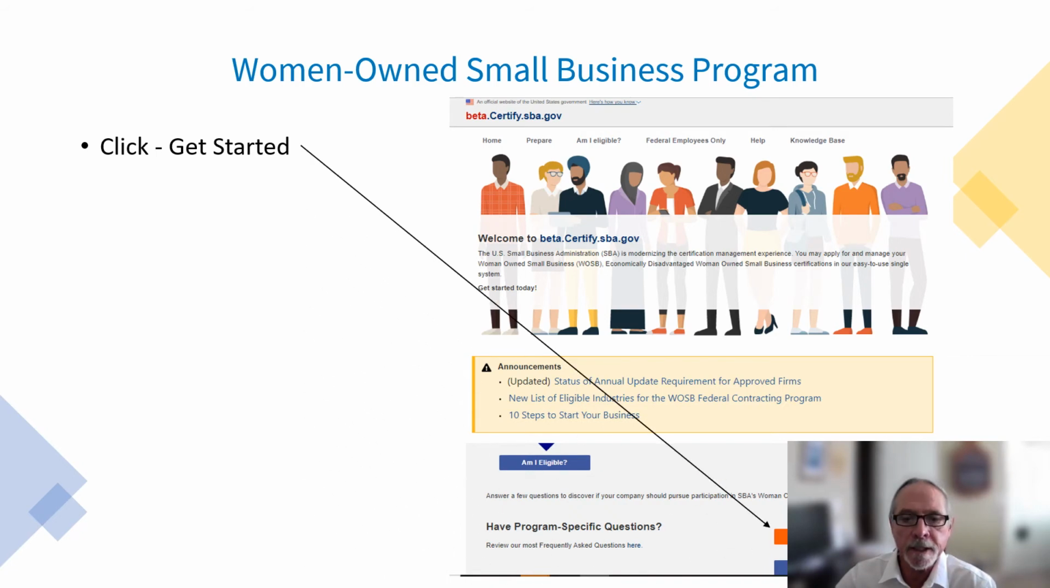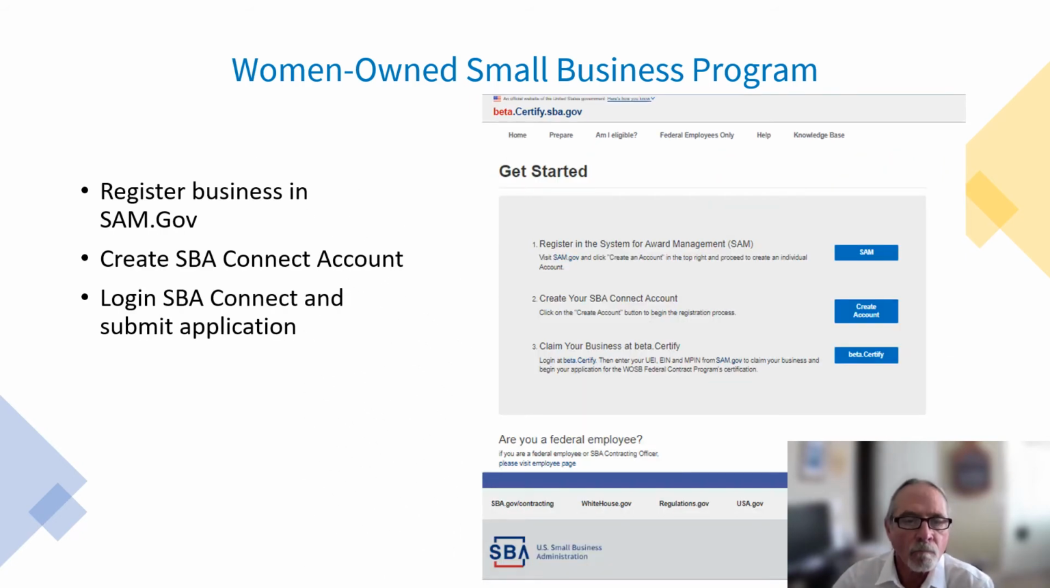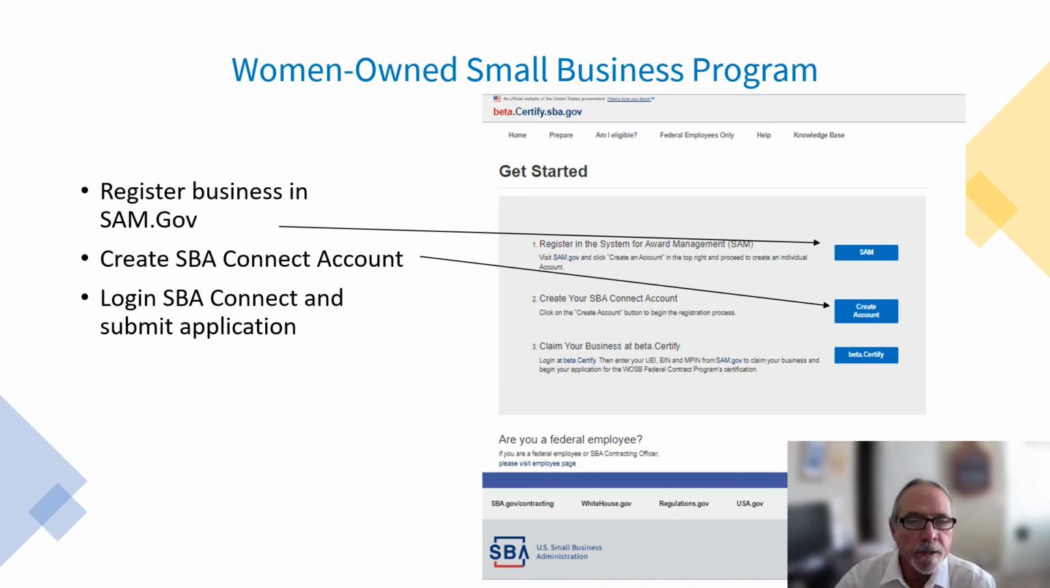Next, click Get Started. If you haven't already done so, you will need to register your business in SAM. You will need to register and create an SBA Connect account. And then when those things are satisfied, you can log into SBA Connect and submit your application.